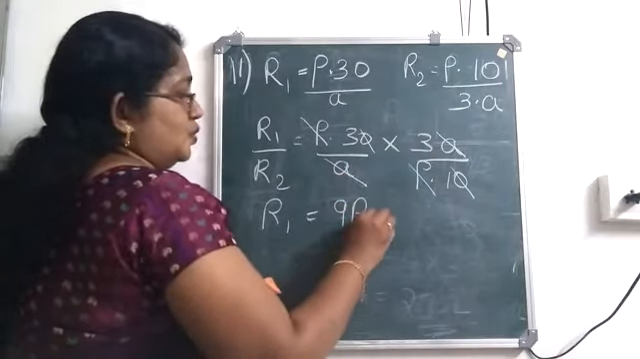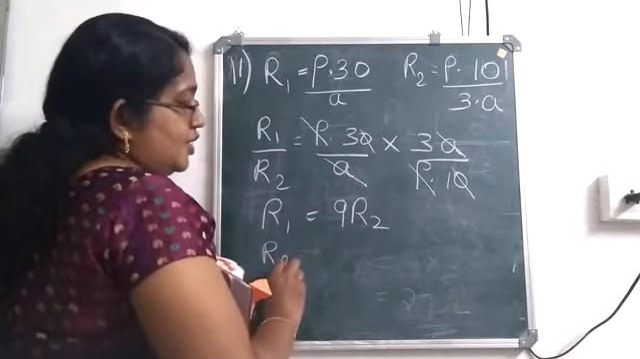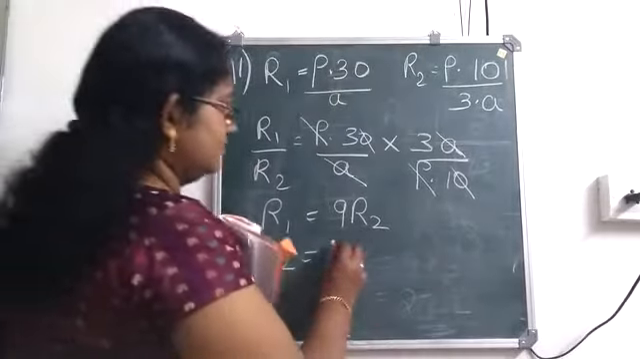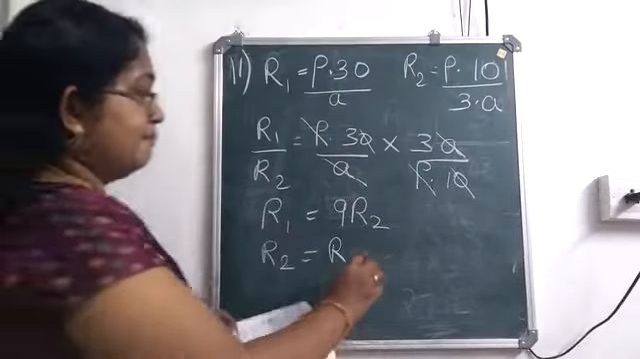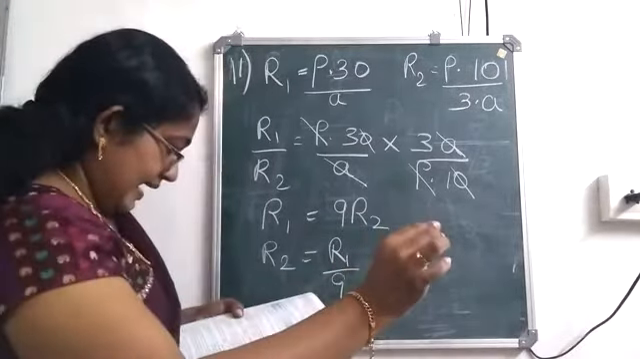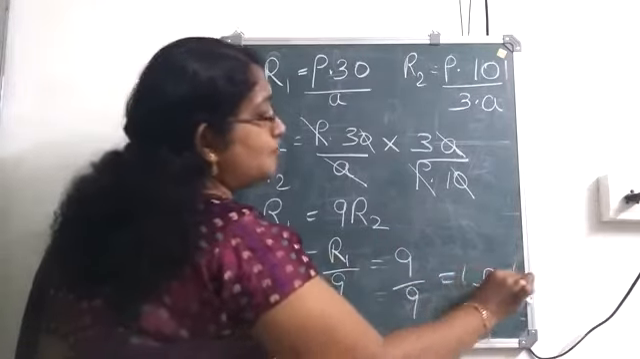9 R2. So, what should we calculate? We need R2, isn't it? So, R2 is equal to R1 by 9. R1 is given as 9 ohm, isn't it? So 9 by 9, which is equal to 1 ohm.